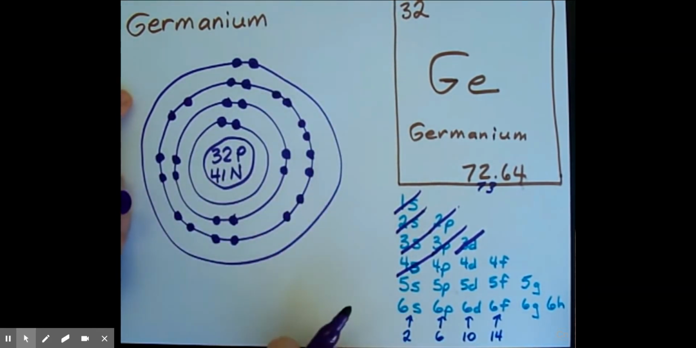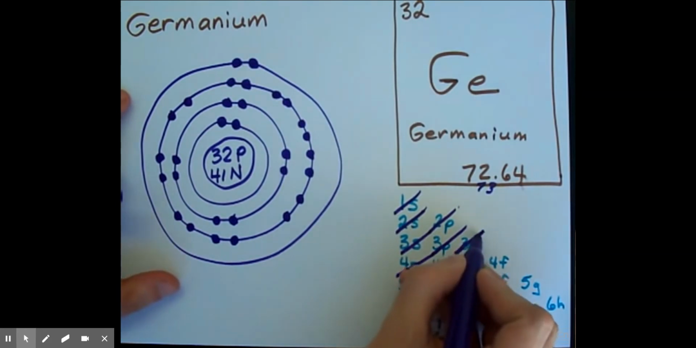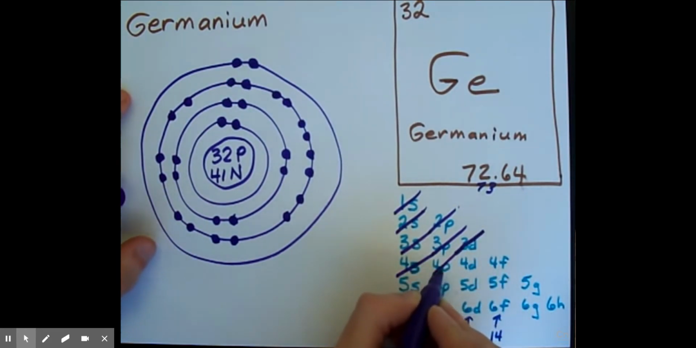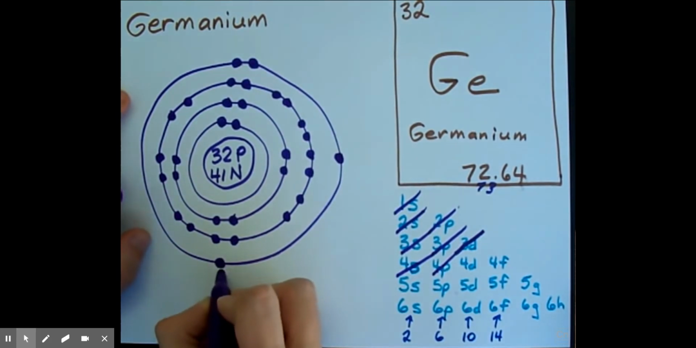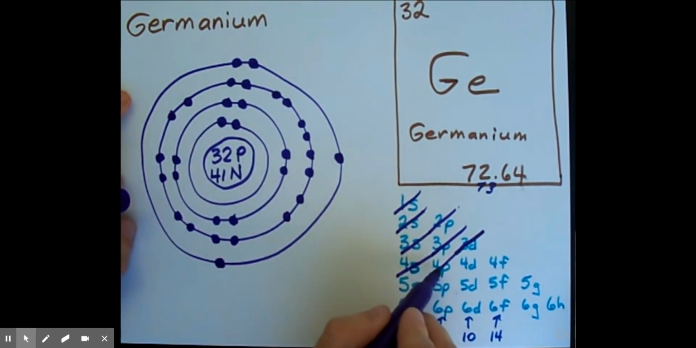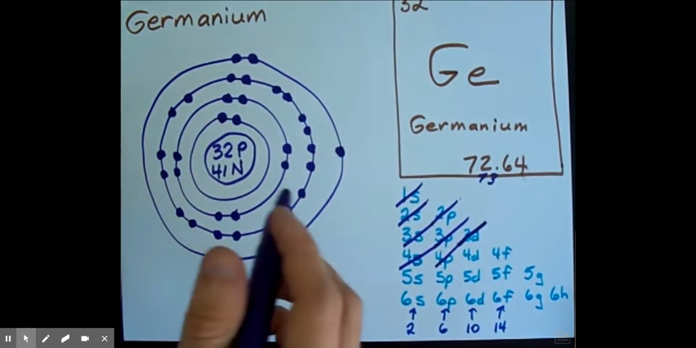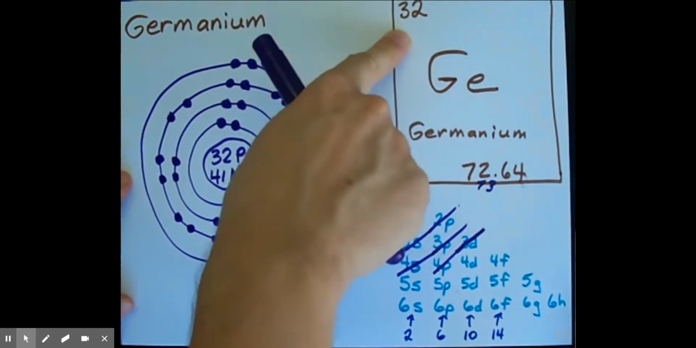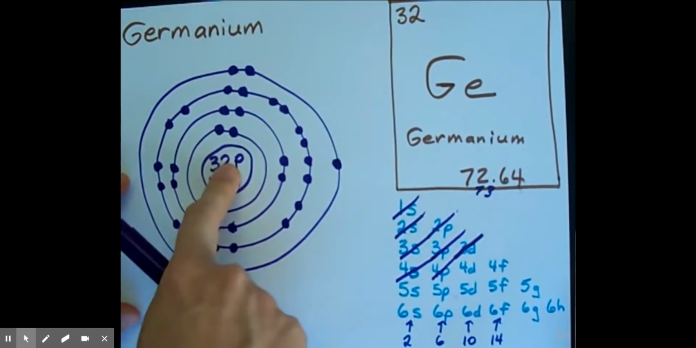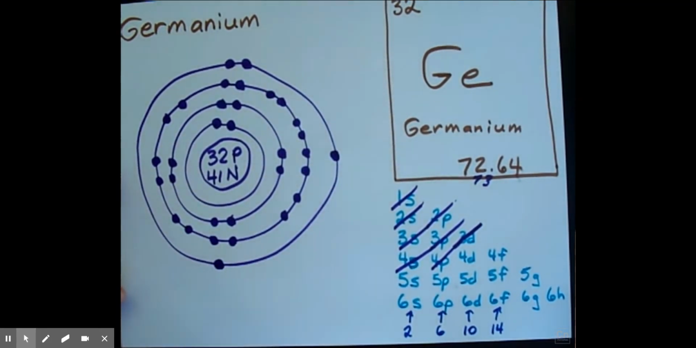So I have 30 electrons now, if you've been counting, and I only need 2 more. They happen to go in the fourth shell. 1, 2. Now I spread them out because P's can handle 6, and so those 2 electrons aren't automatically paired. All right, 32 electrons, 32 protons, and 41 neutrons.